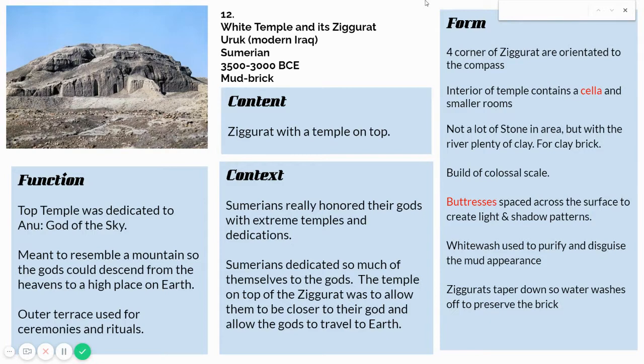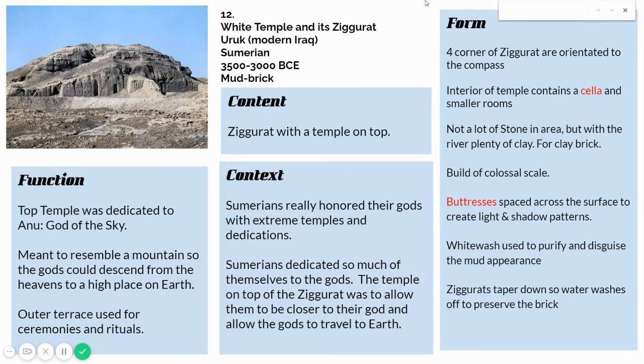The mud brick itself is a pretty ugly color. And the Sumerians really wanted the ziggurat and the temple to glow, just to absolutely shine. In order to do that, you're going to want it to be white so it reflects the light of the sun. That reflection almost gives it a glow or an aura. So once the structure was constructed, they would whitewash the exterior by taking a different type of clay that was naturally white, watering it down and mixing it into a paintable liquid. It was used to purify and disguise that dirty mud appearance.